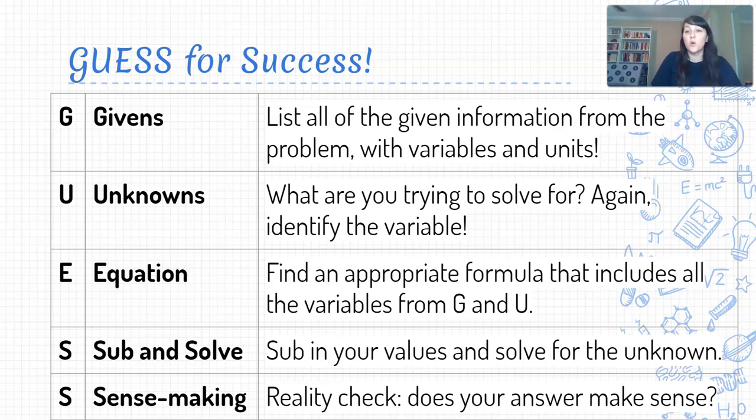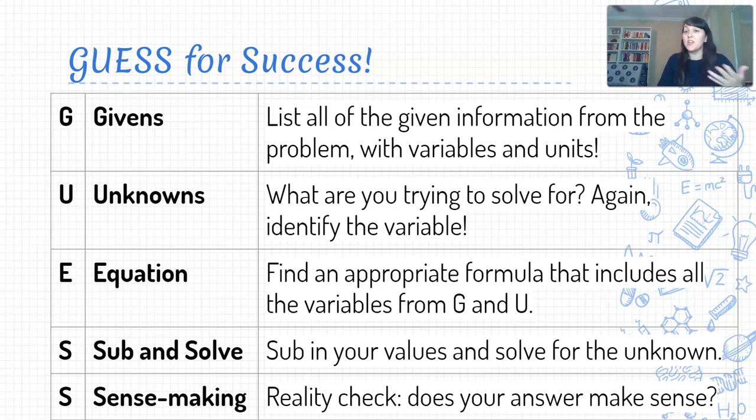So the G stands for given. You comb through the problem statement and identify all the pieces of information given to you. What are all the numbers or the implied numbers given in the problem? Make sure to list out not only the numbers, but also the variables that they represent and the units that they're measured in. This is going to be important. Okay. The U stands for unknown. What is it that you're trying to solve for? What's the goal of this problem? And again, make sure that you are identifying that variable that you're solving for.